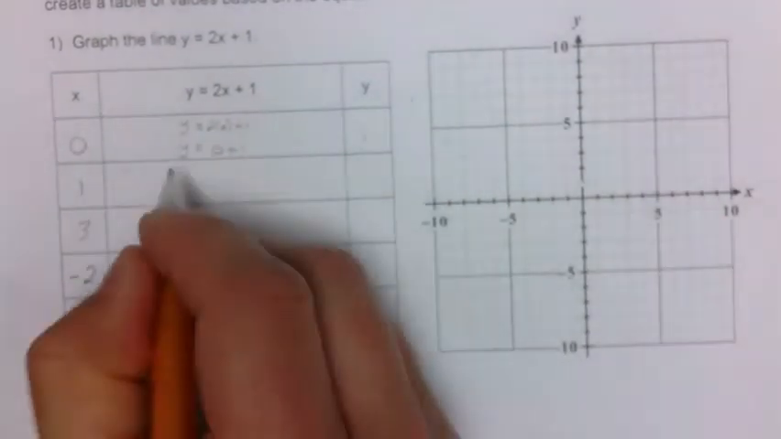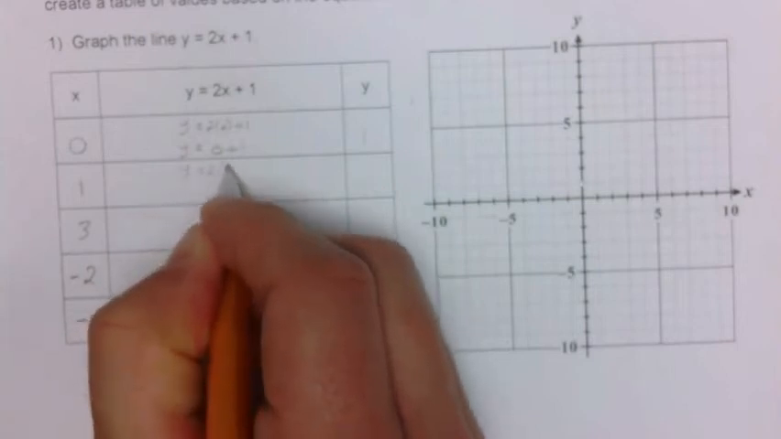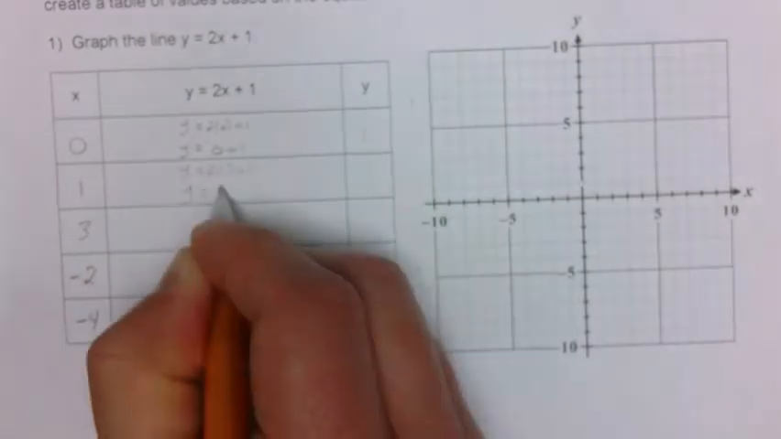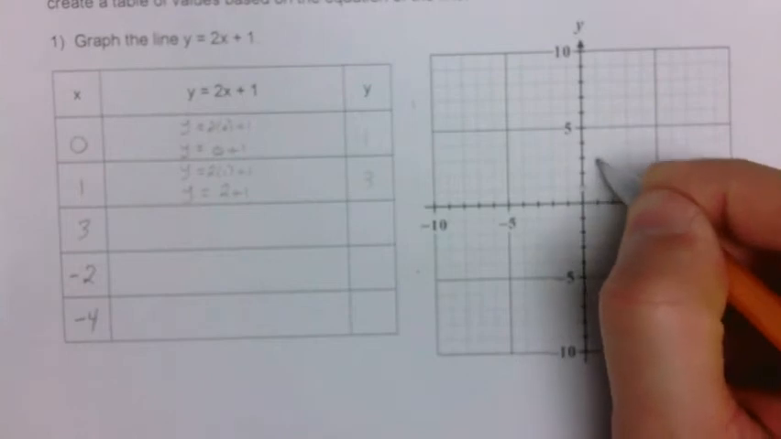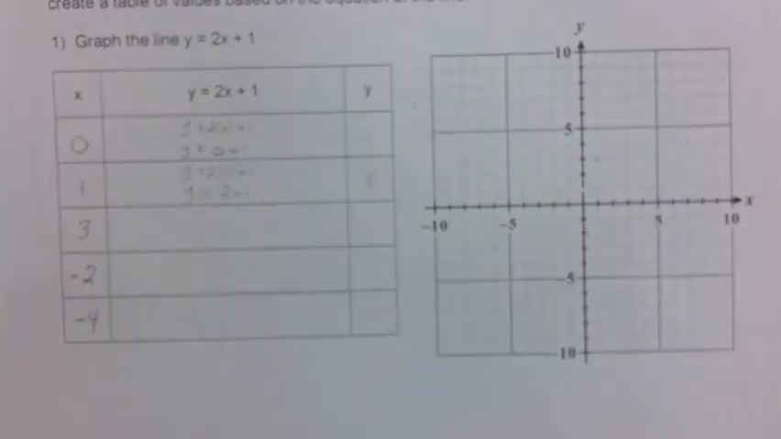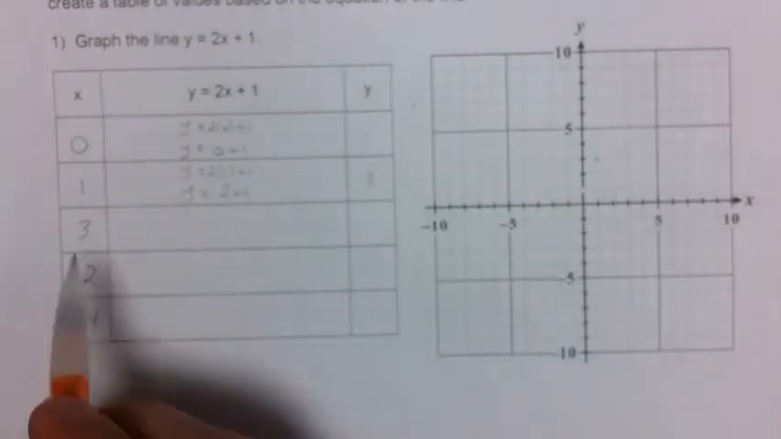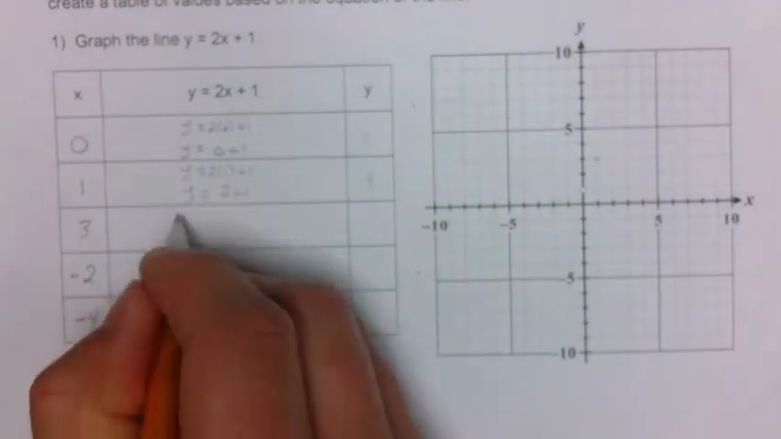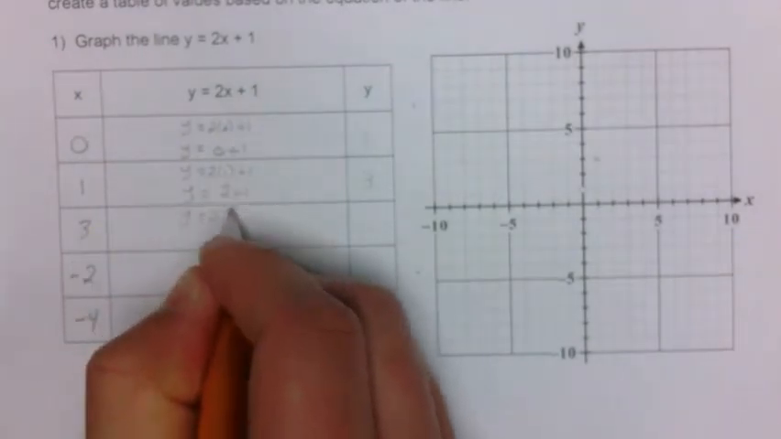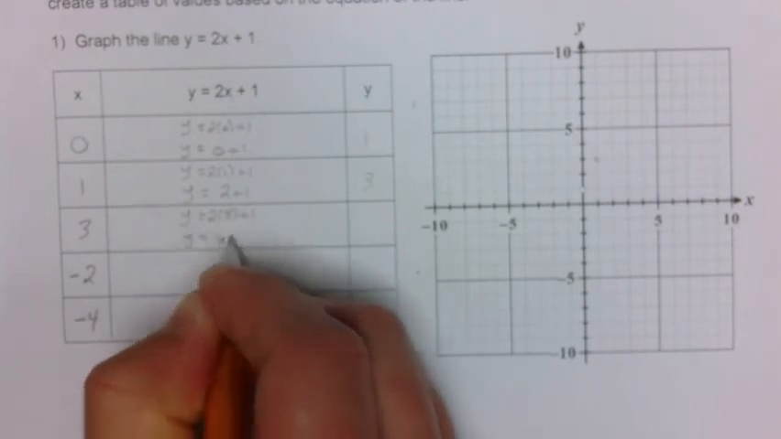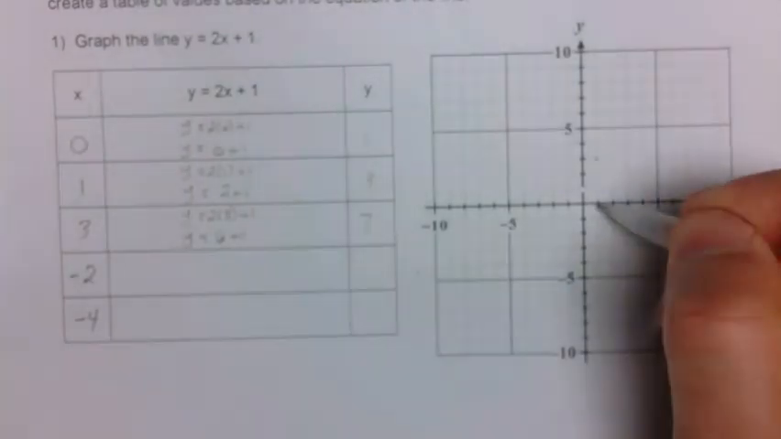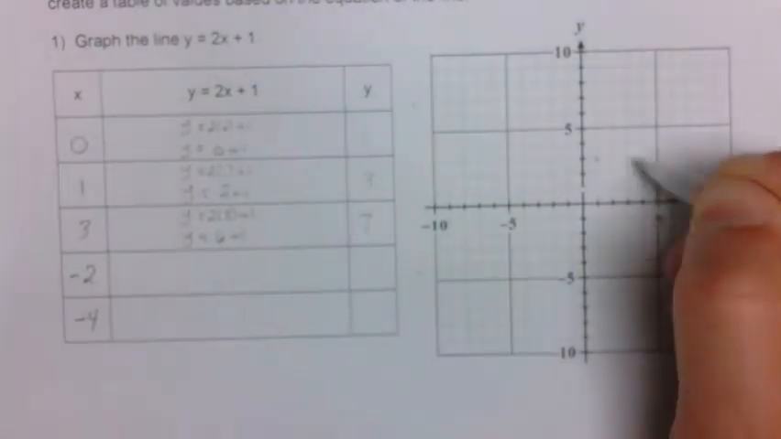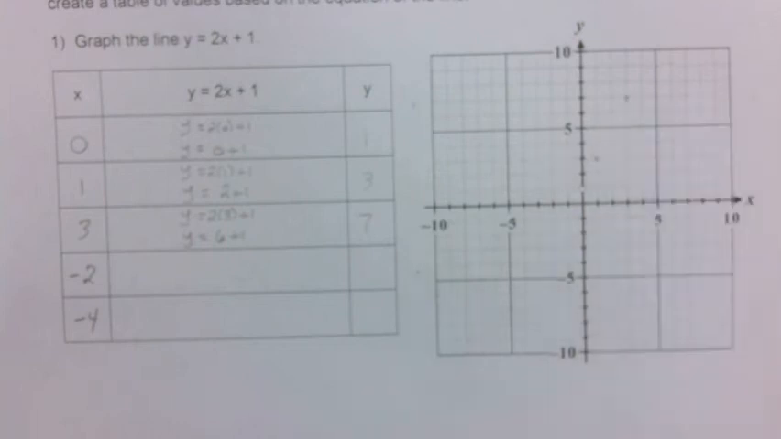So when x is 1, y equals 2 times 1 plus 1, which becomes 2 plus 1, which equals 3. So my next point is at (1, 3). (1, 3) is right here. And then if x equals 3, y equals 2 times 3 plus 1, which becomes 6 plus 1, which is 7. So (3, 7) is my next point. 1, 2, 3 to the right, up 7 right here.